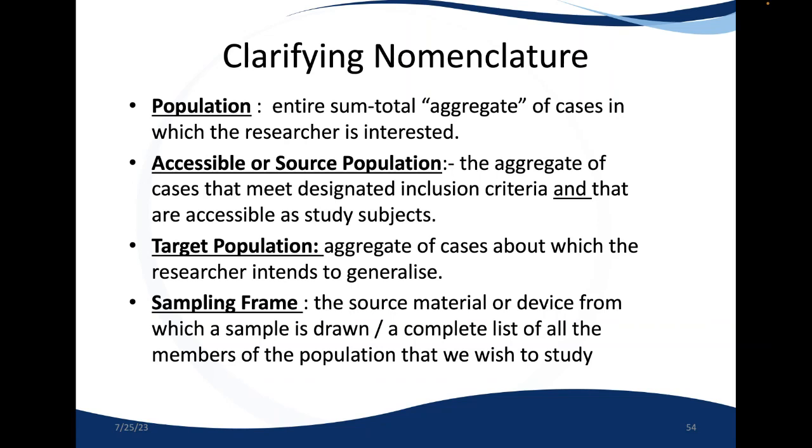Then your accessible or source population are those members of the maths students, or the ones who took the exam, who are available for you to assess and to investigate. So if some, for whatever reason, are not available, then they become inaccessible to you, so they are not the source population. It is possible that someone's sampling frame, population, and accessible and target population are all one number. It is possible, but it's very rare.